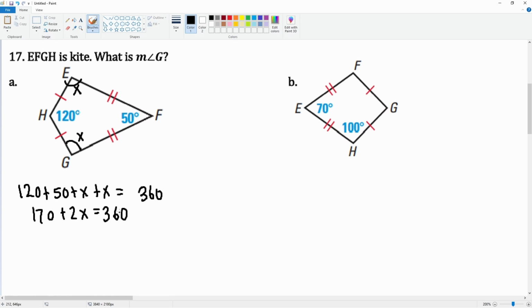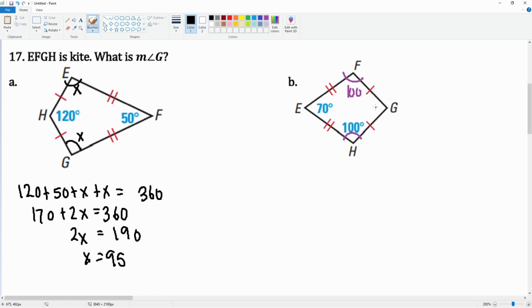And then if you minus 170 from both sides, 360 minus 170 gets you 2x is equal to 190. Divide that by 2, you get x is equal to 95. Likewise, let's do this. Angle H is congruent to angle F. It's in between the two consecutive sides.